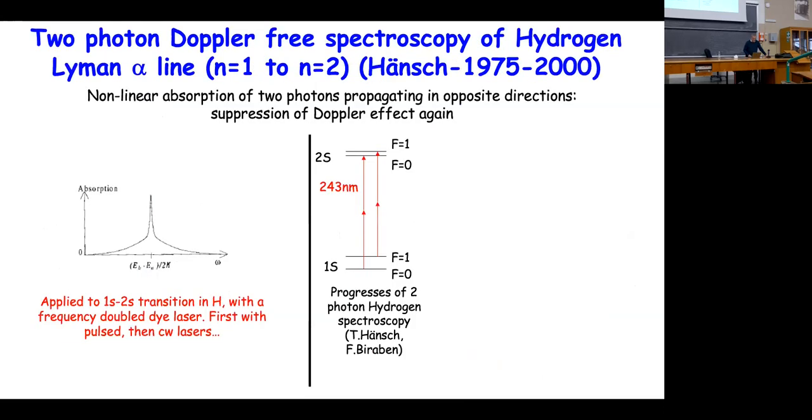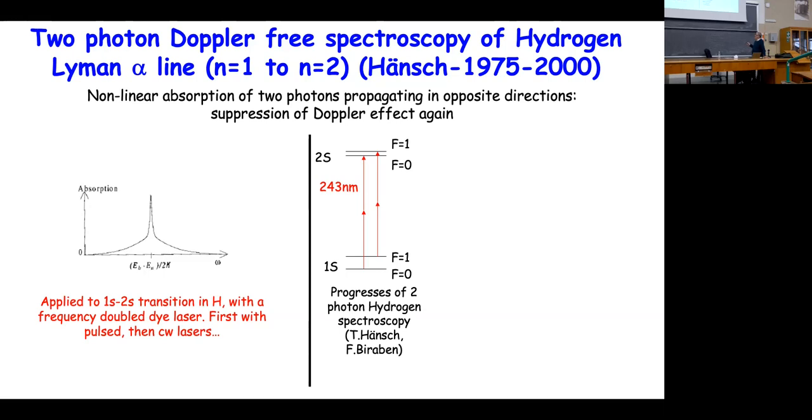On the next slide, I show you the kind of signal you get when you do 2-photon spectroscopy. You get a very wide pedestal. Why? Because you cannot prevent the atom from absorbing 2 photons propagating in the same direction, and in this case, you have a Doppler effect. But when they absorb 1 photon in each beam, there is a very narrow center here.